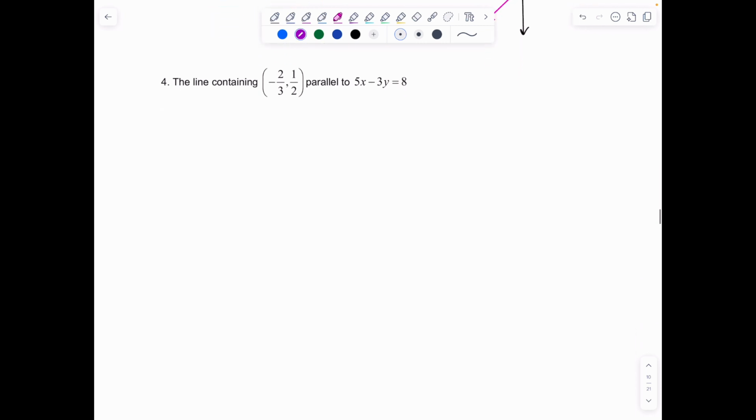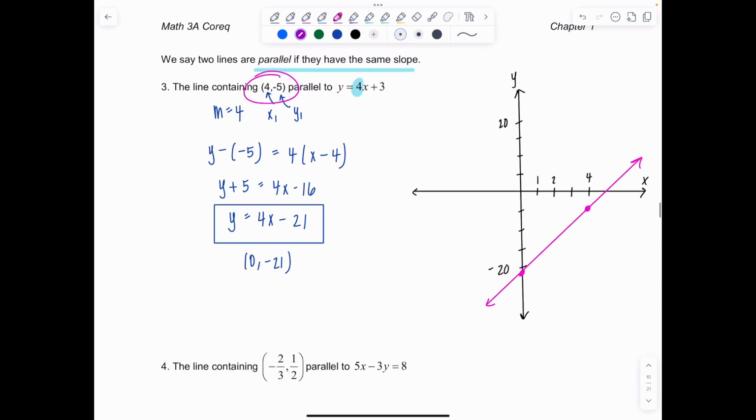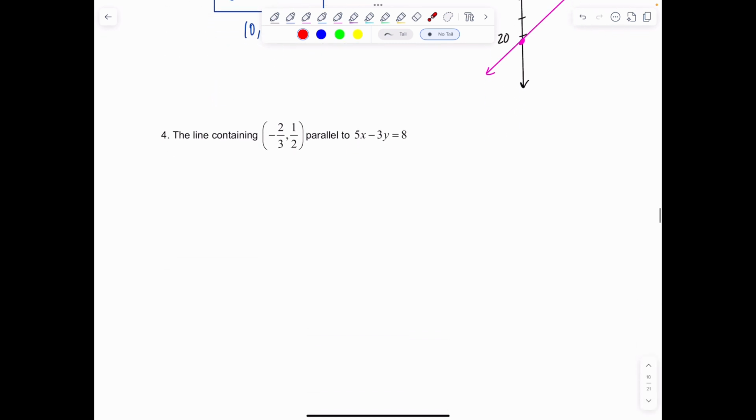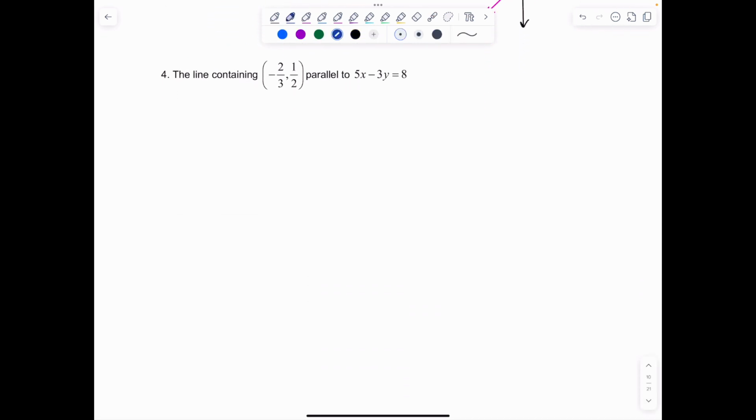Next one. The line containing negative 2/3, 1/2 that is parallel to 5x minus 3y equals 8. Ooh, so look how mean they were this time. You see how we could look at the previous equation, bam, we knew the slope was 4 because y was by itself. It was in y equals mx plus b form. That's not happening here. So first we have to get y by itself for us to figure out what the slope is for this line.